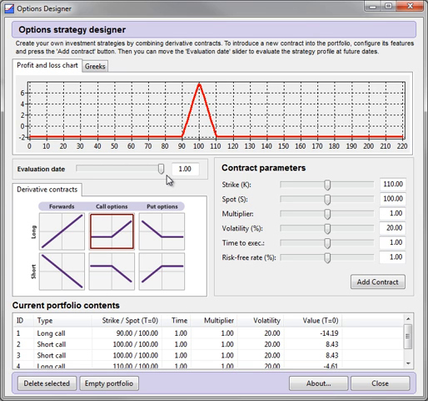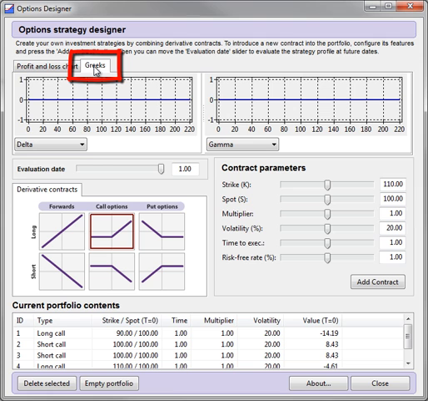Besides calculating prices using the Black-Scholes model, OptionsDesigner can produce charts depicting the strategy Greeks. That is to say, strategy sensitivities to changes in the parameters. In the Greeks tab, you can monitor risks such as delta, gamma, vega, theta, and rho.